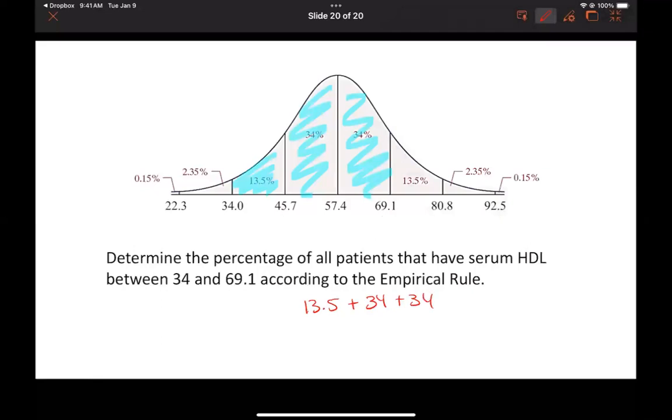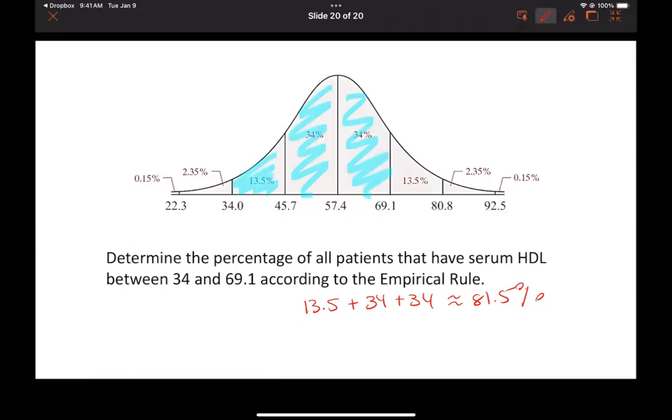And I bet I could do this in my head, but I don't trust myself right now. It's been a long day. So this is approximately 81.5. So we would expect about 81.5% of our patients to have serum HDL between 34 and 69.1. So that would be expected based on the empirical rule.